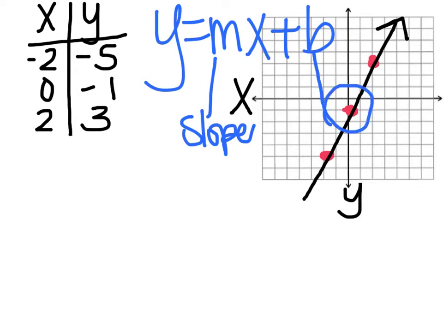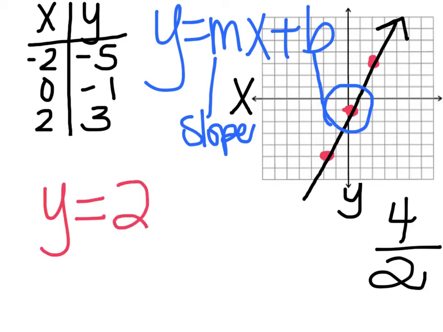So for the slope, we want to look at the difference between 2 points. Here, from this point, we moved up 1, 2, 3, 4, and we moved over 1, 2. So that means we did rise 4 over run 2. 4 over 2 simplifies to 2, so our slope is 2. That means our equation of our line is y equals 2x, and like we said, our y-intercept crosses at -1.